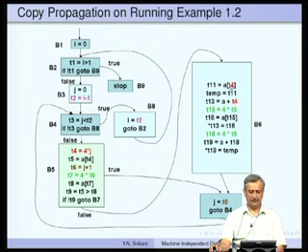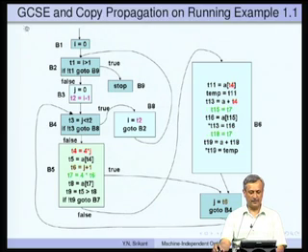So, we replaced one of the copies by T4, then another copy by T4, then the third one by T5, T6, the fourth one by T6, and so on and so forth. We have eliminated quite a few of these, but once we did copy propagation, there is a chance for some more common subexpression elimination. 4 star T6 is here, 4 star T6 is here, 4 star T6 is here. We can eliminate those also, and then let us assume that we do copy propagation and GCSE together.